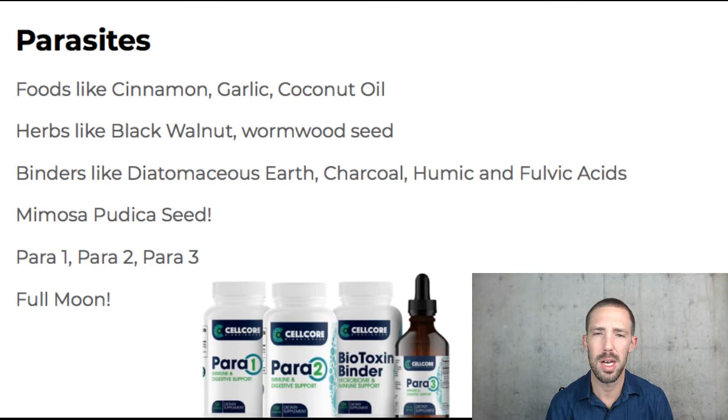And that's not really the first priority. The first priority is getting some of the low-hanging fruit, the easy-to-clean ones, maybe some of the flukes, some of the worms, some things like that. And Para 1, Para 2, Para 3. And then I put on their full moon just to remind myself to talk about that, that parasites like to come out around the full moon.